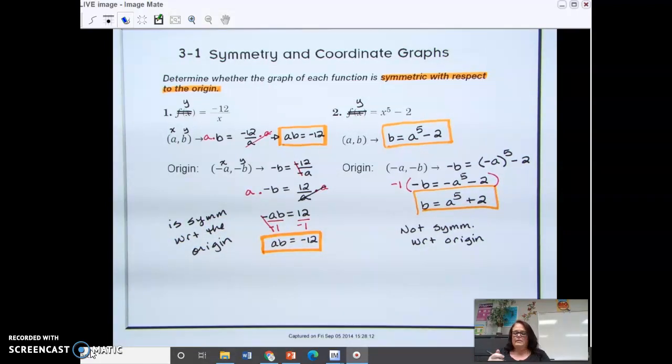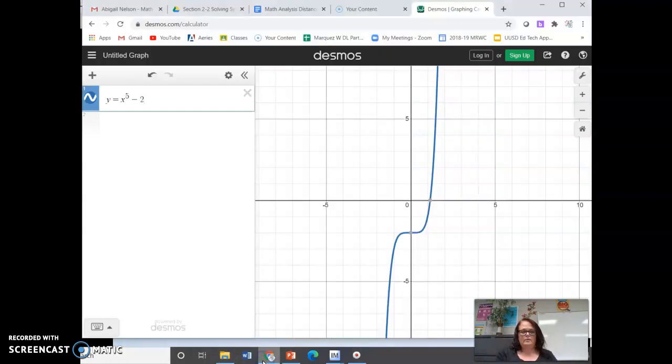So I'm going to hop over to Desmos real quick and show you why that's true. And so I went ahead and graphed this, and notice this has an intercept right here at negative 2. So if I traced this graph onto a piece of patty paper and rotated it 180 degrees, do you see that it would go through this point at positive 2 instead of negative 2, just like you saw with the work that we did? And so that means it's not going to lay right on top of itself, and therefore it's not symmetric with respect to the origin.